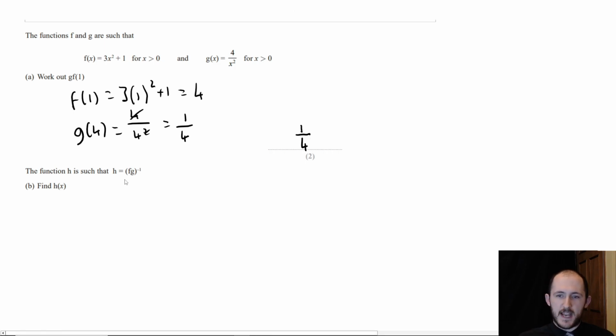H is a function such that h is just equal to the inverse function of fg. How do you know g is 4? Okay, good question. So when you have g f of 1, all you want to do is sub in 1 into f. And we got that that was equal to 4. And then all you do is you substitute that into g.